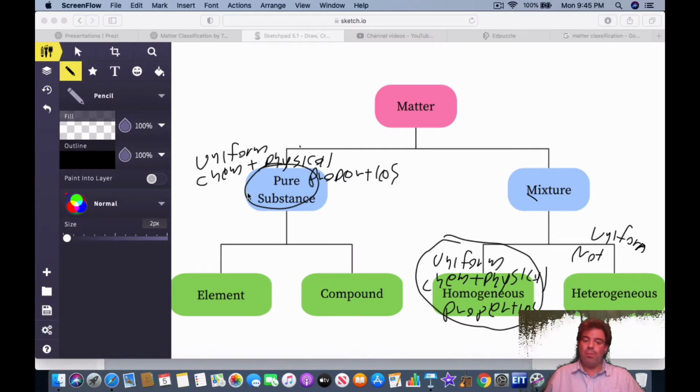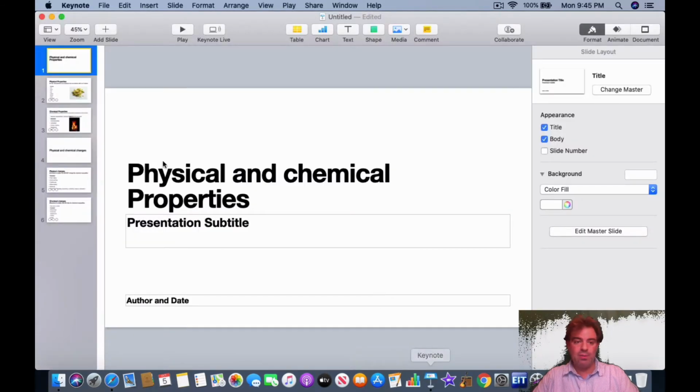We also said something very peculiar. We said that pure substances and homogeneous mixtures share one common feature: they have uniform chemical and physical properties. Both of these have uniform chemical and physical properties because the consistency of the material is the same throughout. But on the other hand, heterogeneous mixtures are not uniform and therefore do not have uniform chemical and physical properties. So today we are going to identify what chemical and physical properties are.